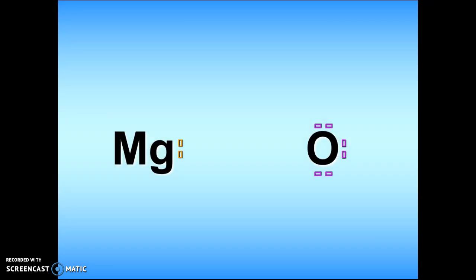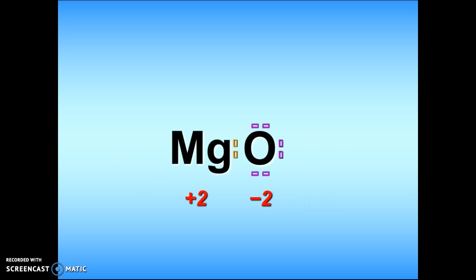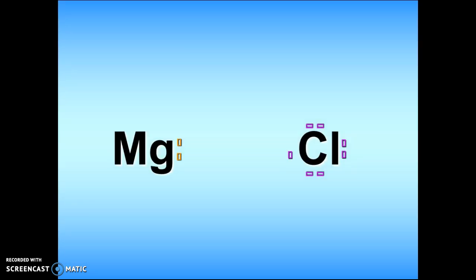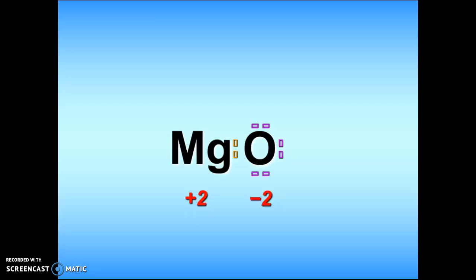Also happens with magnesium and oxygen. Magnesium has 2 valence electrons, oxygen has 6. We now have a positive 2 magnesium atom, a negative 2 oxygen atom when magnesium gives up its 2 valence electrons to oxygen, and those two attract, and they form magnesium oxide.